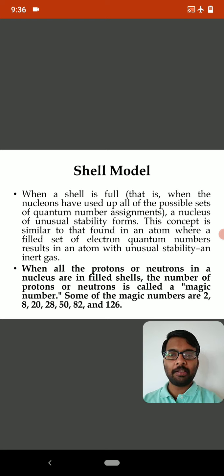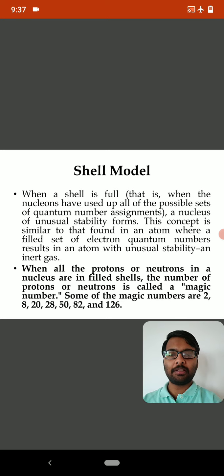So this concept is similar to that found in an atom, where a filled set of electron quantum numbers results in an atom with unusual stability, just as in the case of inert gases. In the case of electronic configuration, we can use the inert gas electronic configuration as the reference. Means they are completely filled, means they are stable. Similar to that phenomenon, in the case of the nucleus also, when the shell is completely filled, it is considered a stable nucleus.